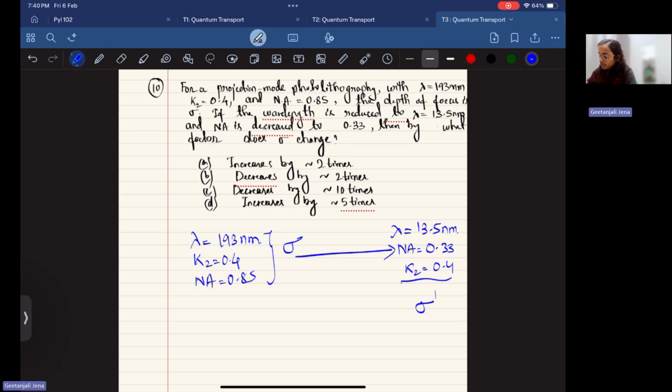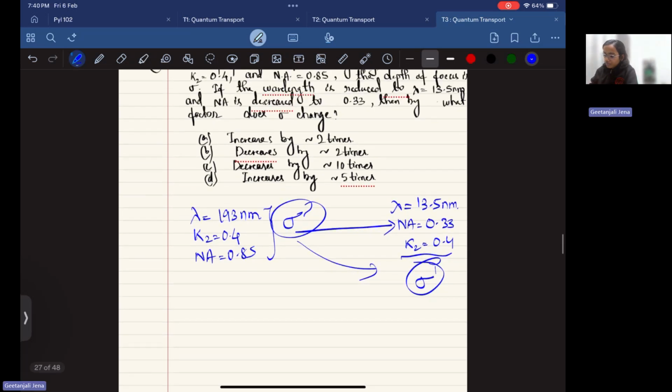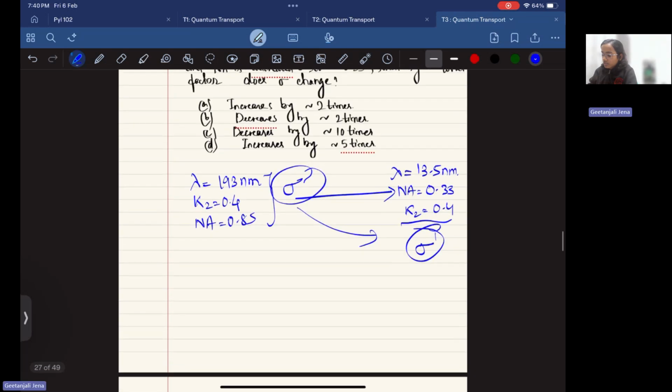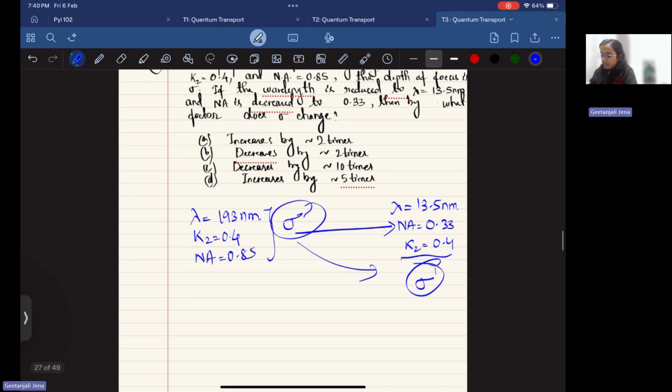So we need to see the relation between sigma prime and sigma, how these two are related. Whether sigma prime increases by 2 times, decreases by 2 times, decreases by 10 times, or increases by 5 times. So calculate it and try to get the answer, then I will show you the steps. It is also quite formula based. If you recall the formula for the depth of focus, then you can get the answer.